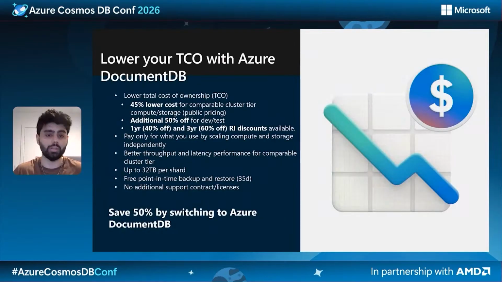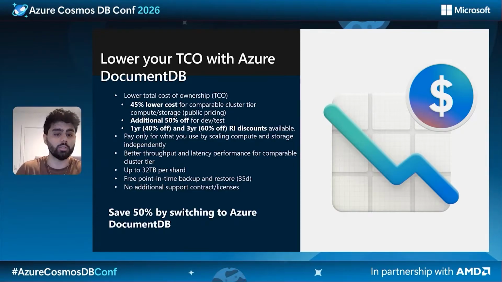And also, with Azure Document DB, you can lower your monthly cost by up to like 45%. And also we give reserved instances. So if you commit for a year, we give up to 40% discount. And if you commit for 3 years, we give up to like 60% discount on your MongoDB compatible database. So you can save up to 50% by switching to Azure Document DB. And it gives you the best perks that are out there.